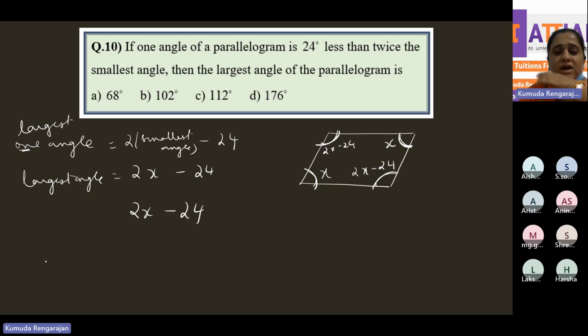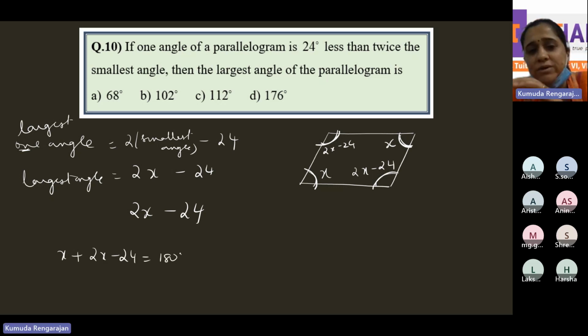So now the condition is adjacent angles are supplementary. So x plus 2x minus 24 is equal to 180. With the information available, we have to construct an equation. So the equation here is x plus 2x minus 24 is equal to 180. Why? Because adjacent angles are supplementary.